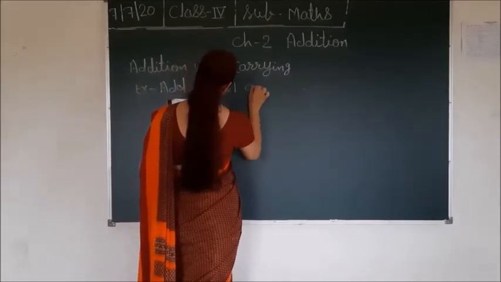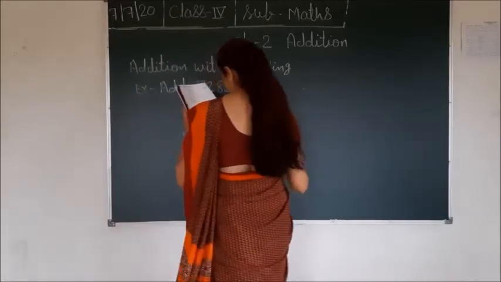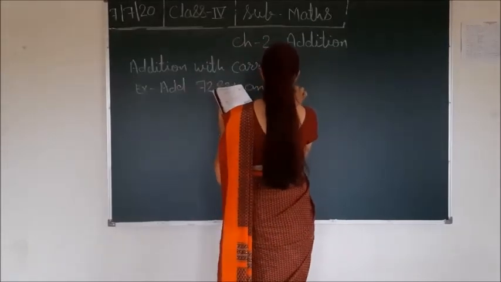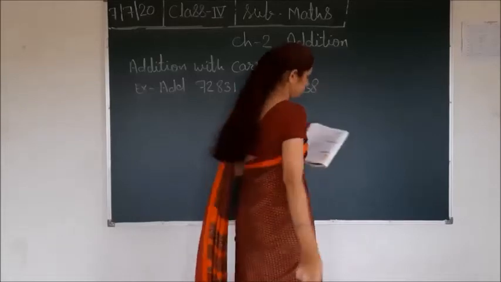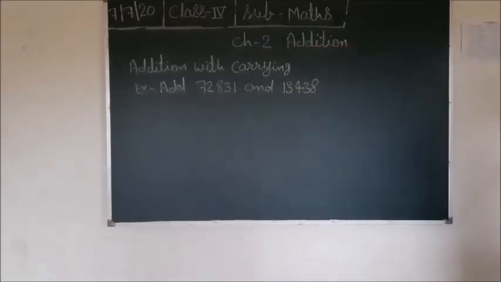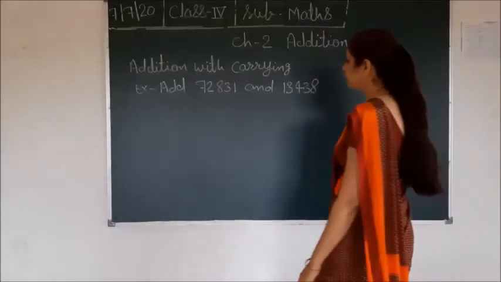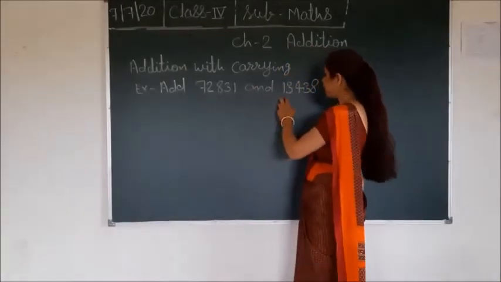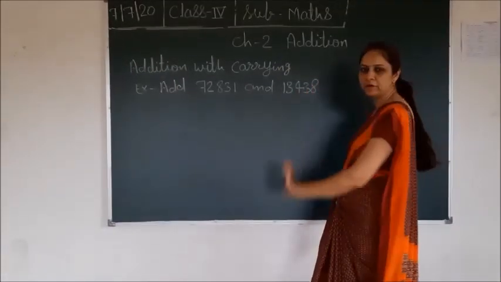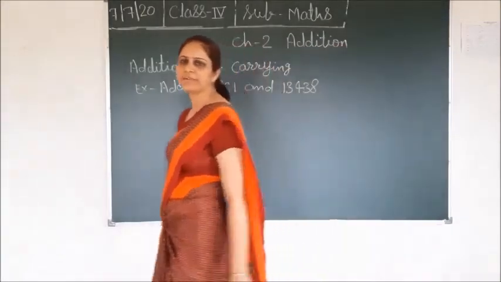Add 72,831 and 13,438. Now add this number. Look here. Again this is 72,831 and this is 13,438. Means this is the place of 10,000.